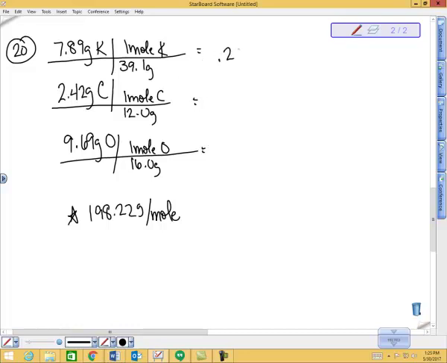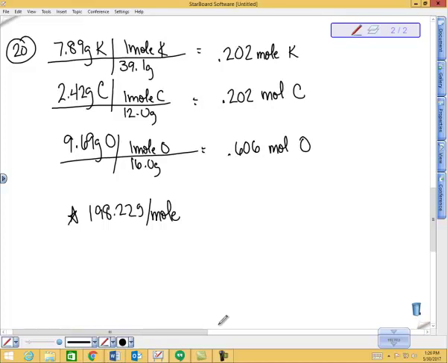This is 0.20. If I round to 3 sig figs, it'll be 0.202 moles. This one will also be 0.202 moles. And let's do the last one. This will be 0.606 moles of oxygen. So you can kind of see how the ratio is going to be. It's probably going to be 1 to 1 to 3.